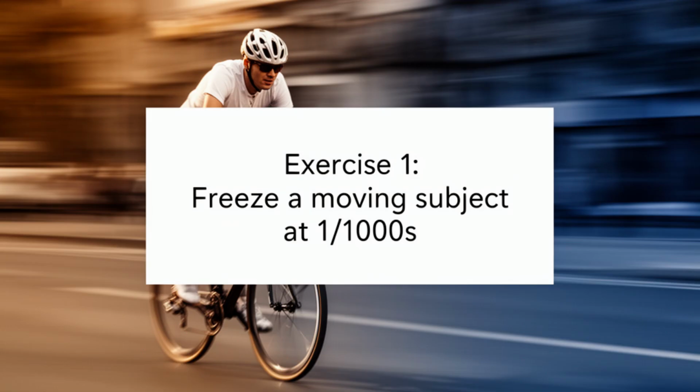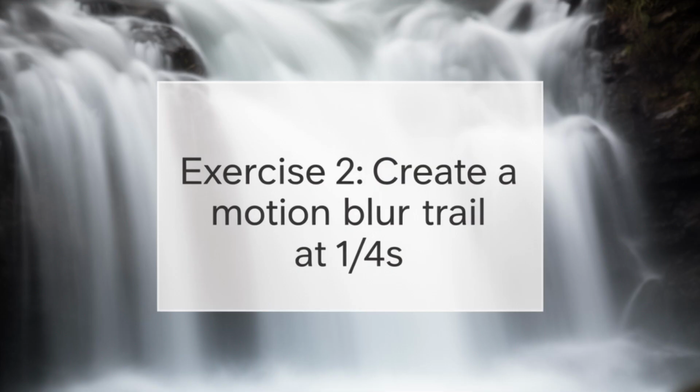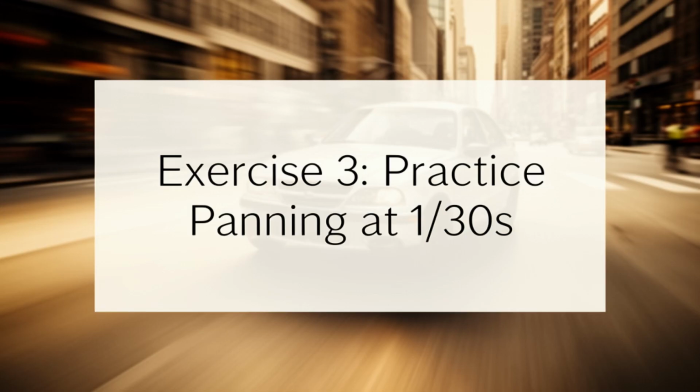Your first exercise, go outside and try to freeze a moving car or a cyclist using a speed of 1/1000th of a second. Notice how every detail becomes perfectly still. Second, find some moving water, a fountain or a stream, and use a tripod to capture it at 1/4 of a second for that classic silky long exposure look. Third, try panning. Set your speed to 1/30th and follow a passing car with your lens as you click. It takes practice, but the results are worth it.